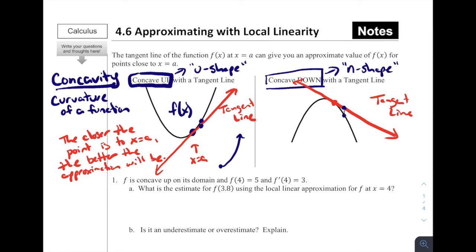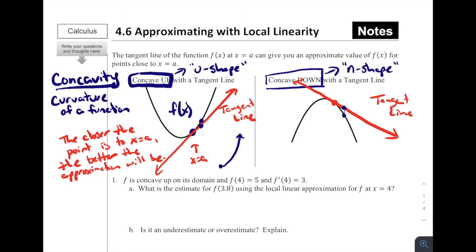we can see that the distance between the two of those would be relatively small, but if we went closer to that point of tangency, we might see that the distance between the function and the tangent line would be even smaller. It's a better approximation the closer it is to the point of tangency. Now, why are we talking about concavity? Sometimes, if we are making these approximations using tangent lines, we want to know whether the value that we're getting is an overestimate or an underestimate.